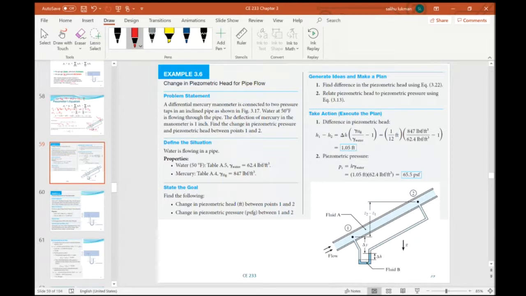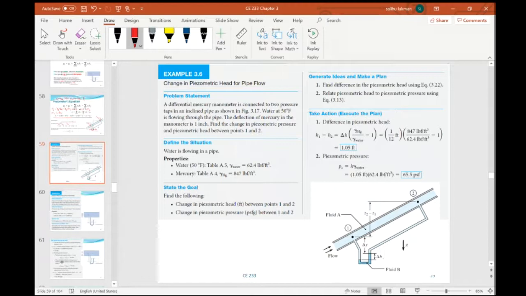So the manometric liquid here is mercury, and the deflection of mercury in the manometer is 1 inch. So here we have delta H to be 1 inch, which is the deflection of mercury. Find the change in piezometric pressure and pressure head between points 1 and 2.